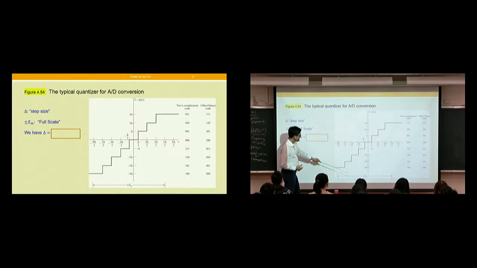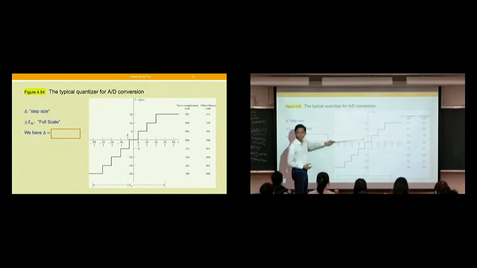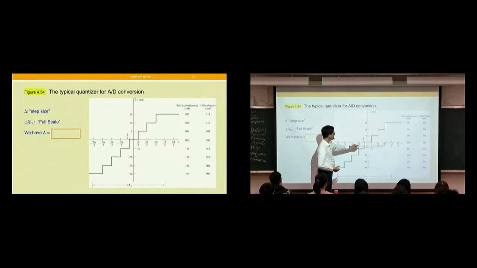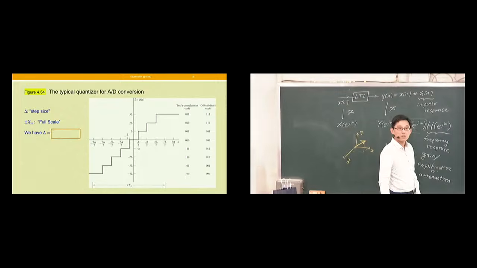For example, if the signal is 0, then after quantization it is still 0. If the signal is too small, then after quantization it stays 0. That's the meaning. If your signal is between 5 delta divided by 2 and 7 delta divided by 2, then after quantization, in this particular example, the output becomes 3 delta. So this is nothing but rounding to the nearest level. It's just rounding.